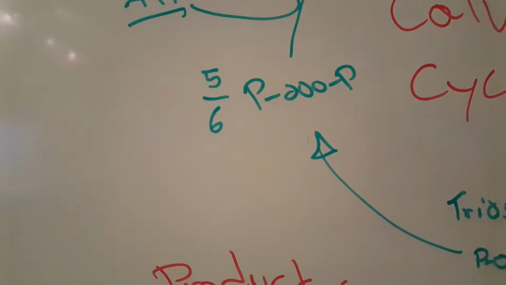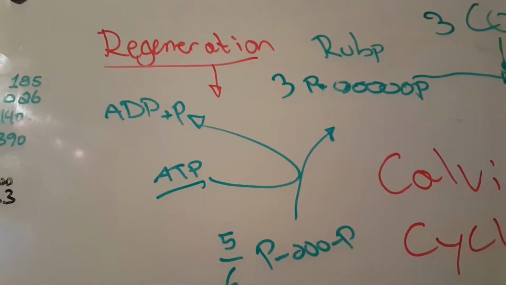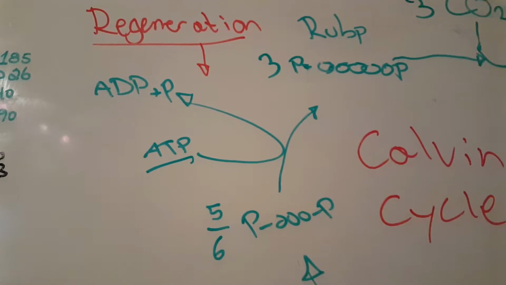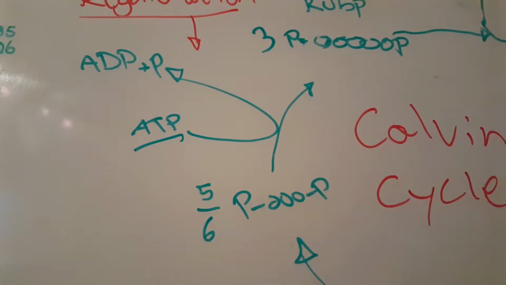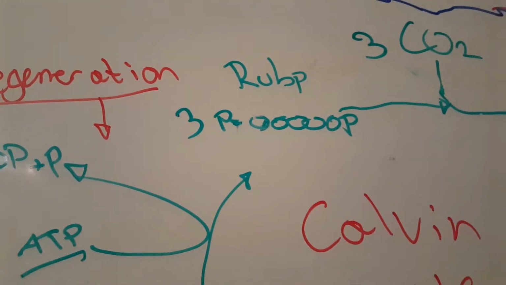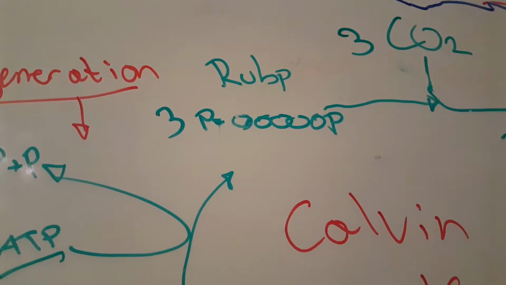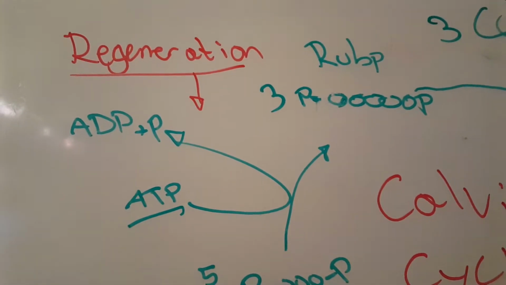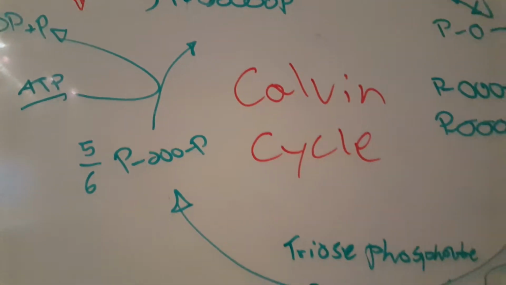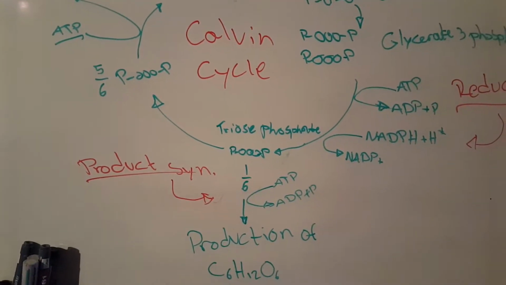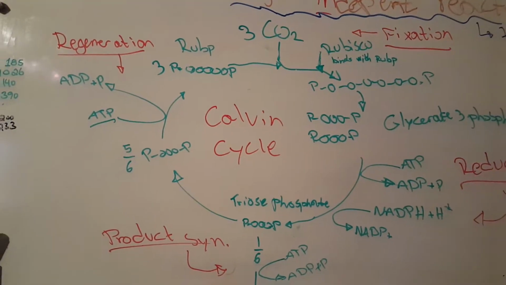5 out of 6 triose phosphate molecules complete the final step of the cycle, which is regeneration. Regeneration also costs energy, and it reforms 3 new RuBP molecules, which can restart the cycle. So if you do your math right, you can figure out that the Calvin cycle needs to turn 2 times before you have 1 complete molecule of sugar.